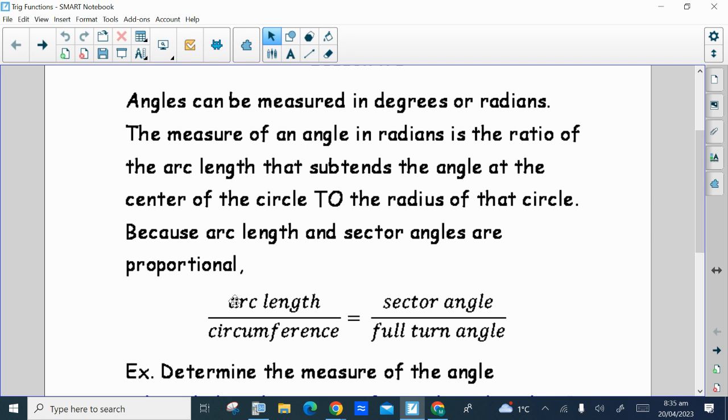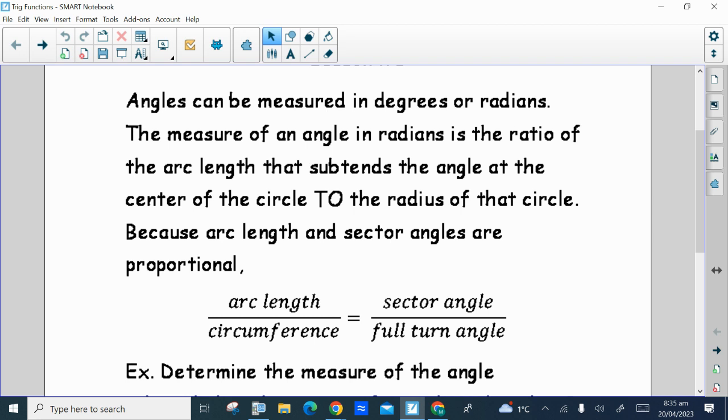an arc is a portion of the circumference, so the ratio of the arc length over the entire circumference will equal the ratio of the sector angle. So the sector angle is the angle at the center. So you got an angle at the center, and those two radii extend to the circumference, and that portion of the circumference is the arc length.